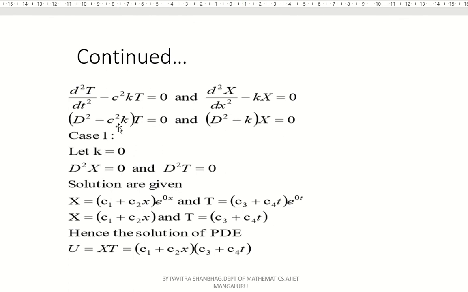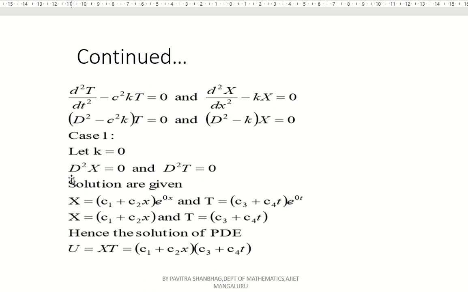Now there are three different cases, because you cannot predict the solution directly. Either k is 0, k is negative, or k is positive. These three cases you have to discuss here. Suppose k equal to 0, then what happens? D²T equal to 0 and D²X equal to 0. See, in both cases D² equal to 0, so D equal to 0, 0.